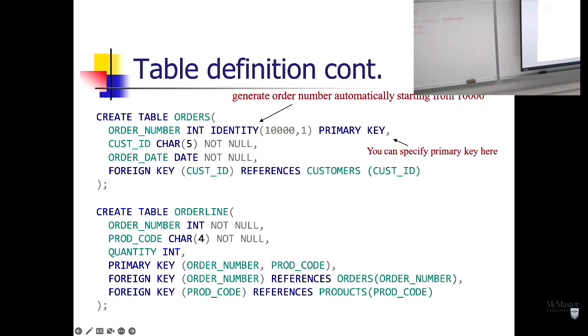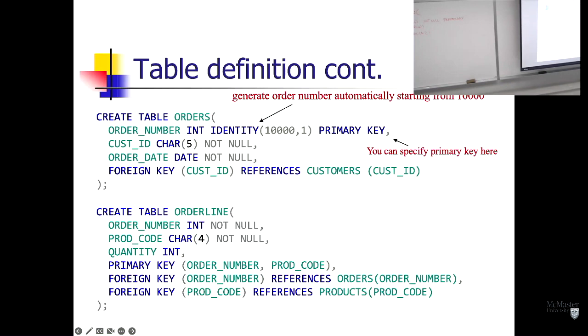Okay, so now when we want to define the table, in order for your server, for your computer to understand your query, you create a table. This is just an empty table until you define the columns: order number, customer ID, order date, and the foreign key, which is the customer ID.